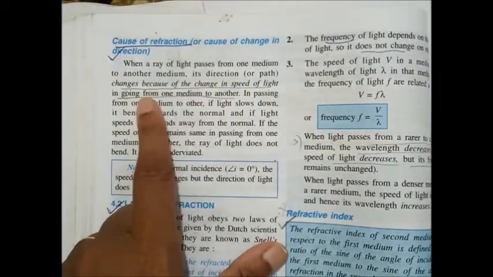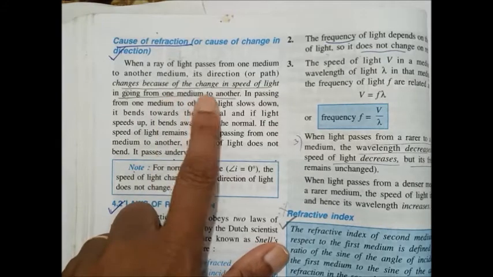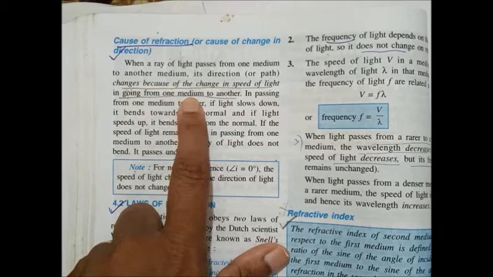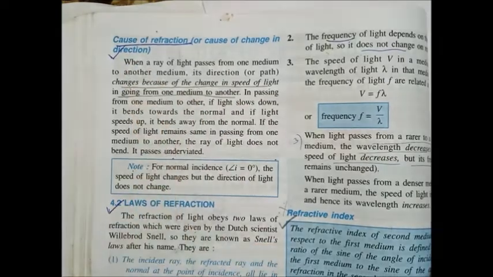Then we saw about the cause of refraction. The main cause is that the speed of light is different in different media. In a rarer medium, the speed is more, and in a denser medium, the speed of light is less. So that's the reason for the bending.